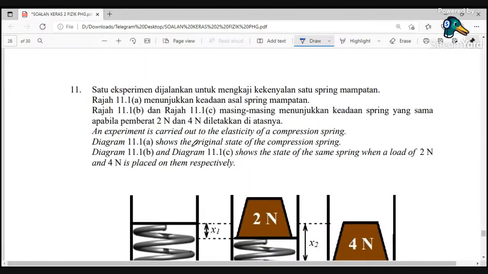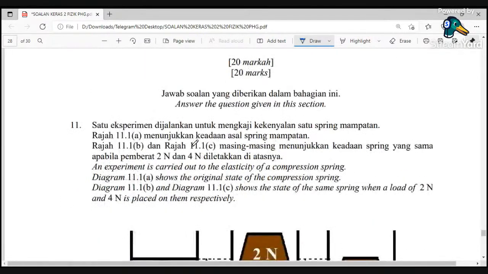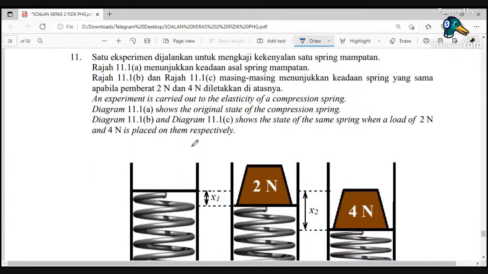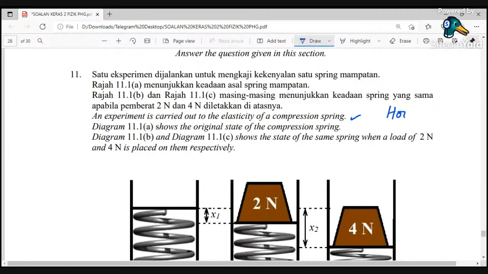Okay, section C soalan yang seterusnya 20 marks juga. Experiment carried out to study the elasticity of compression spring. Ini topik kalau sebut spring very popular ialah inilah Hooke's law. Okay, mention that extension of a spring is directly proportional to the force applied, provided that elastic limit is not exceeded. Okay, tidak melampaui had kenyal spring. Pemanjangan berkadar langsung dengan daya yang bertindak.